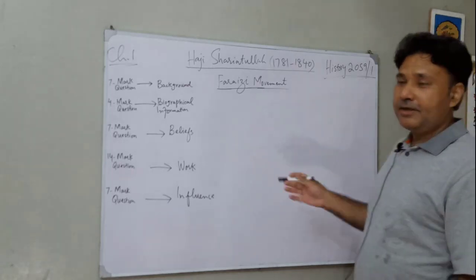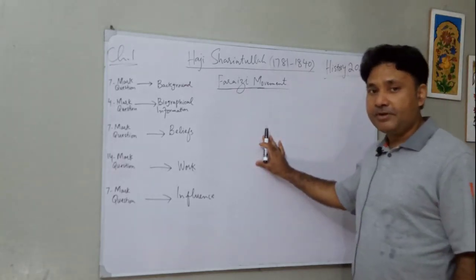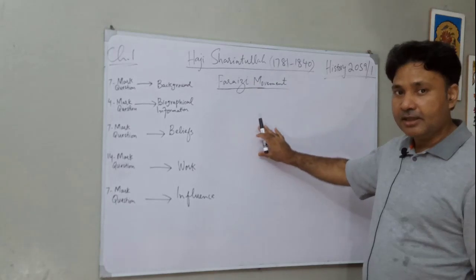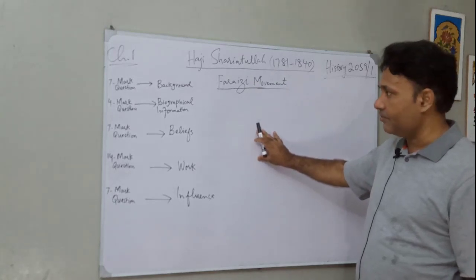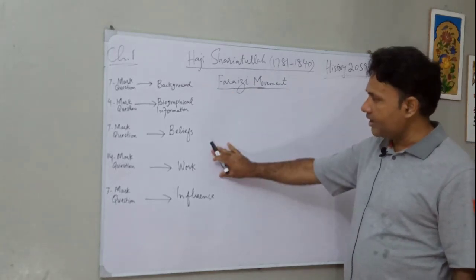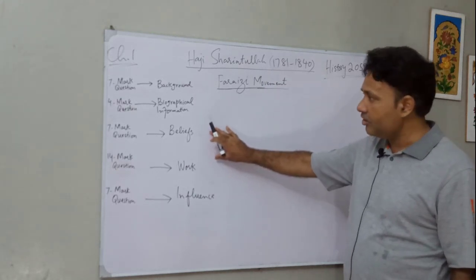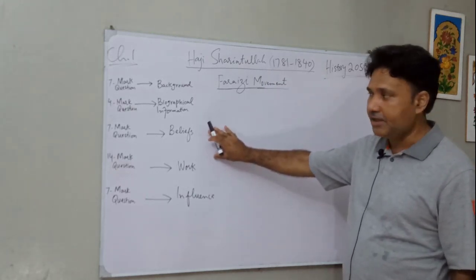Okay, this lecture is about Haji Shariatullah from chapter 1. This is the last and third religious reformer from chapter 1. I have divided the lecture into 5 subheadings in order to discuss the answer to the exam question.